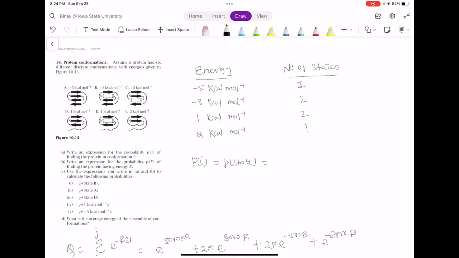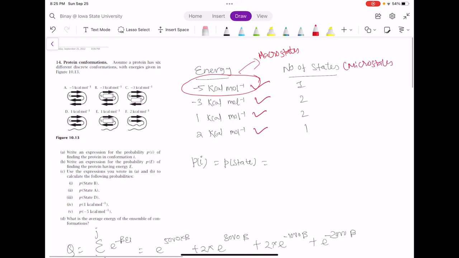There are four energy states that I have already written: one is -5, one is -3, one is 1, and the other one is 2 kilocalorie mole inverse. These are called macrostates, and in each macrostate there are some microstates. We can clearly see from the question that for -5 there is one microstate, for -3 there are two, for 1 there are again two, and for 2 there is only one. So I just wrote this down here, and now we will solve the question.